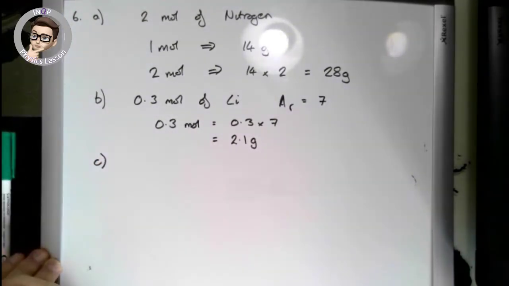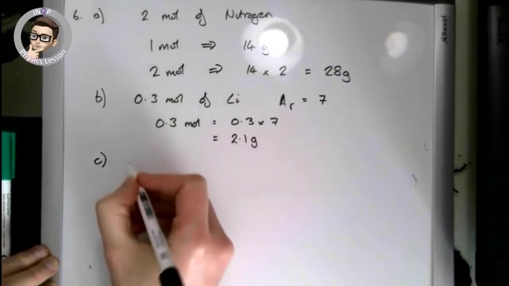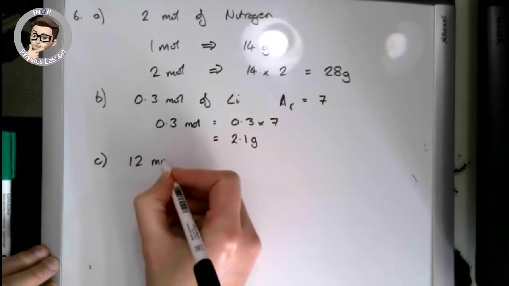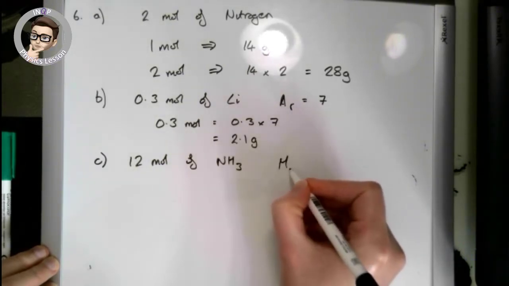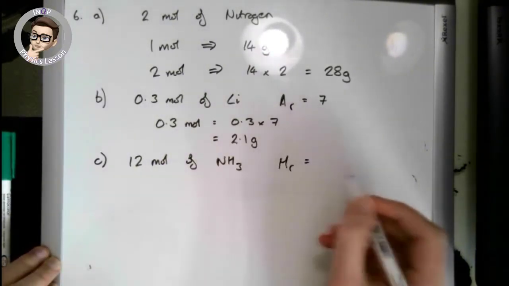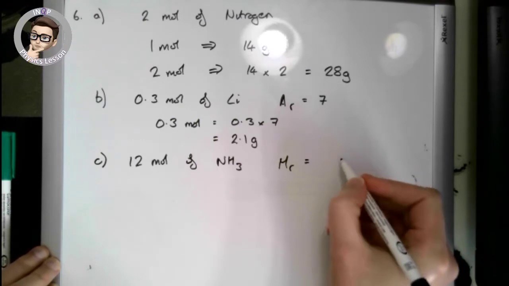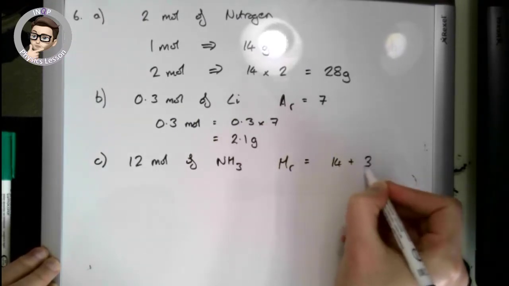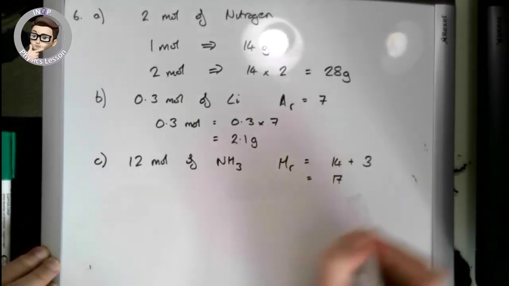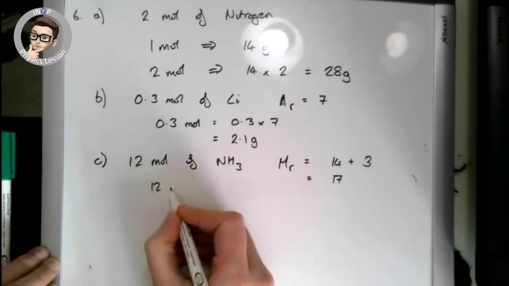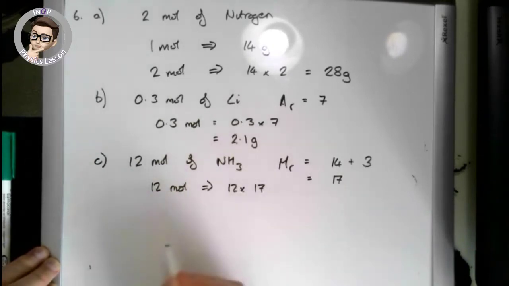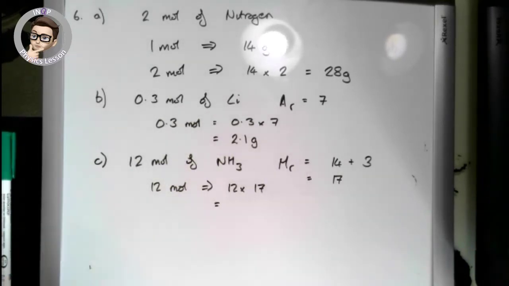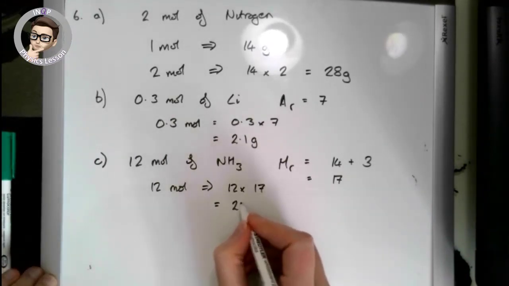Let's go for part C, 12 moles of NH3. So I've got 12 moles of NH3, what's that going to be? Well, this time I want my molecular mass, so that's going to be N, which if I remember correctly is 14, plus 3, because I've got 3 hydrogen, which is 17. So 12 moles is going to give me 12 times 17, because 1 mole would give me 17, so 12 times 17 is going to give me an answer of 204 grams.